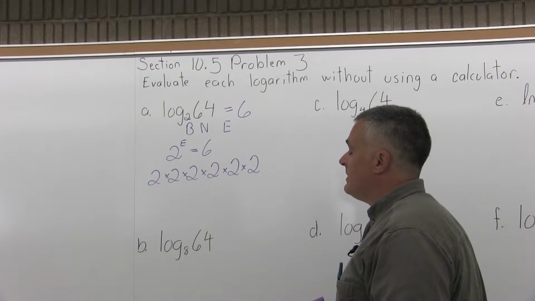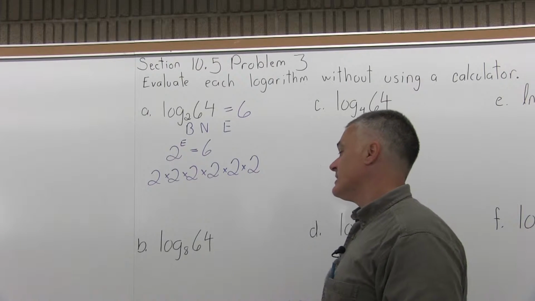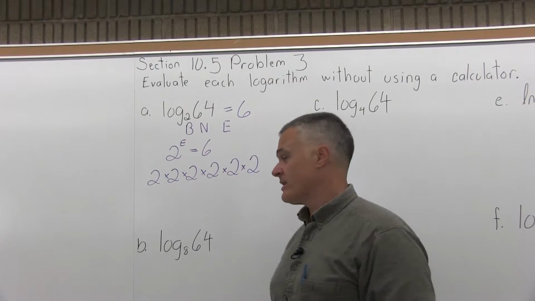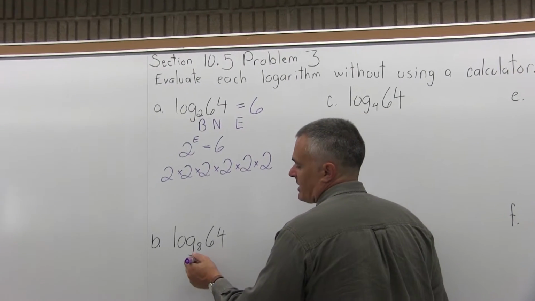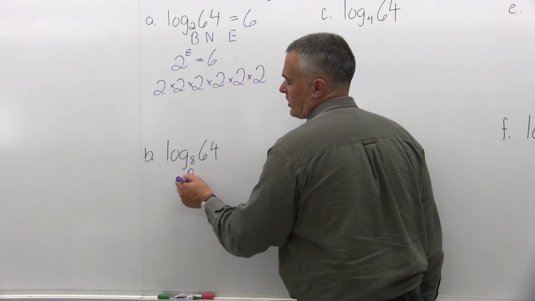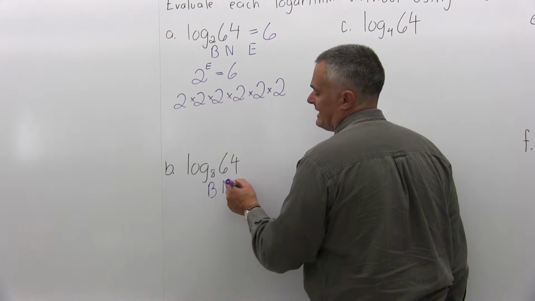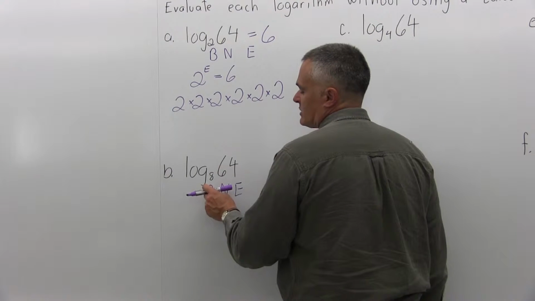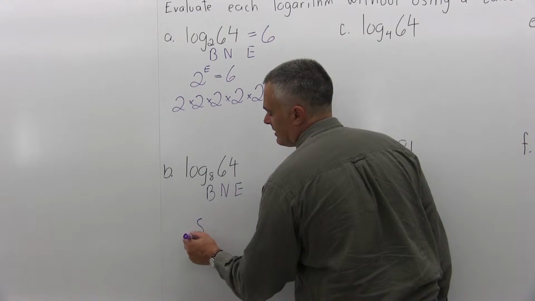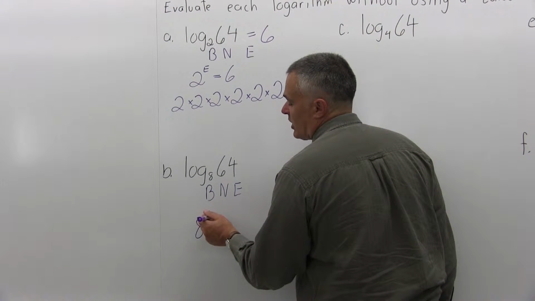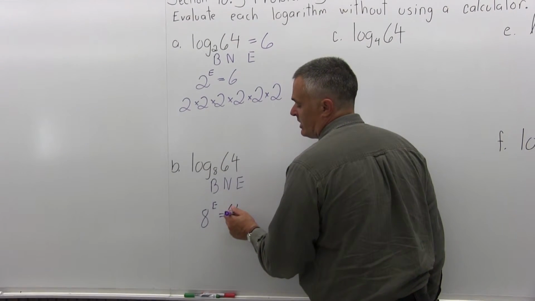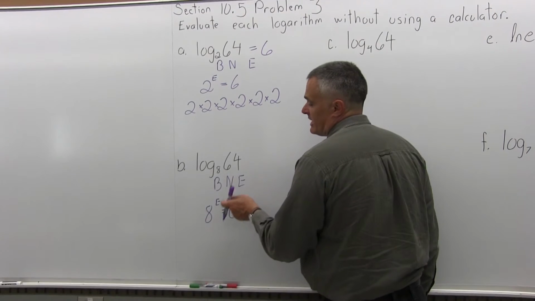Now part B also has a 64 and it says log base 8 of 64. So you want to do that without a calculator. Again, in its log form, you have b n e, Benny: b for base, n for number, and e for exponent. So the base is 8. The exponent is unknown, that's what we'll try and solve for, and the number is 64. So 8 raised to some exponent equals 64.